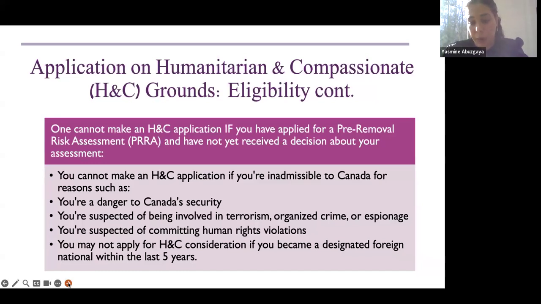You cannot make an H&C application if you've applied for a pre-removal risk assessment and you've not yet received a decision about your assessment. You can't make an H&C application if you're already deemed inadmissible for specific reasons, such as you're a danger to Canada's security, you're suspected of being involved in terrorism, organized crime, or espionage, you've been suspected of committing human rights violations, or you've been designated a foreign national. You've become a designated foreign national within the last 5 years.